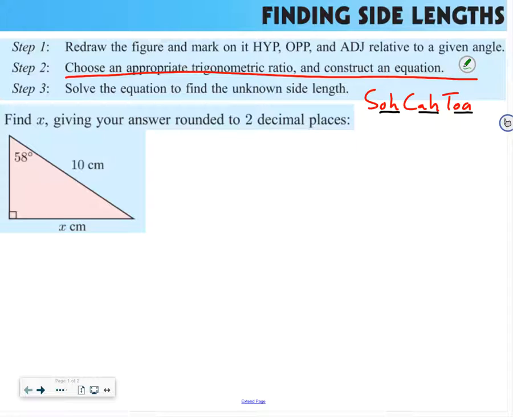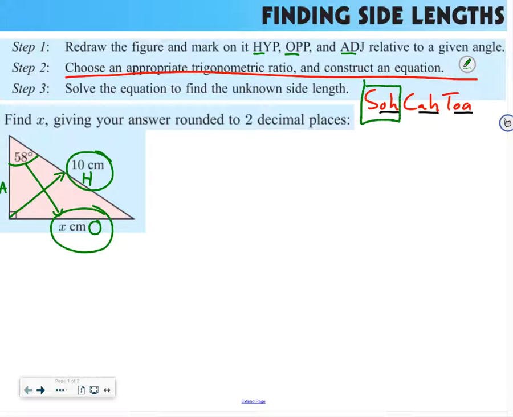So first what I'm going to do is mark my hypotenuse, opposite, and adjacent. I just use H, O, and A. Looking at my angle first, I see opposite my right angle is my hypotenuse. Opposite my angle here is my opposite side, and then my adjacent side's over here. I don't know that information. So what side do I know and what side am I trying to find? Well, that's dealing with O and H. So O and H is my sine.